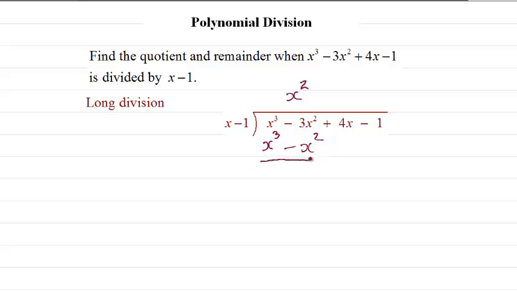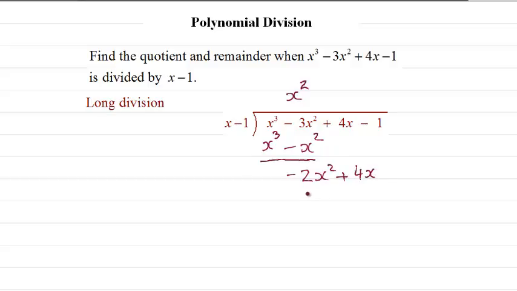Now we can subtract or find the remainder here. x cubed minus x cubed is nothing. Minus 3 minus 1 gives you minus 2, and it's x squared. Bring the next term down, 4x.